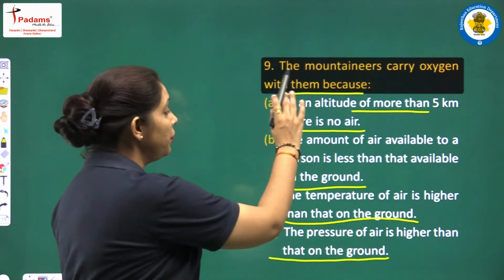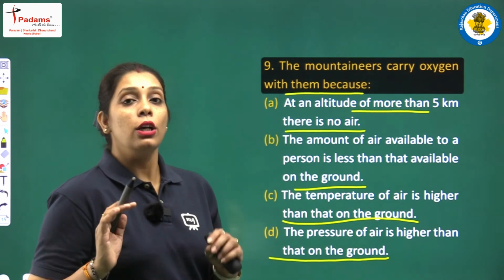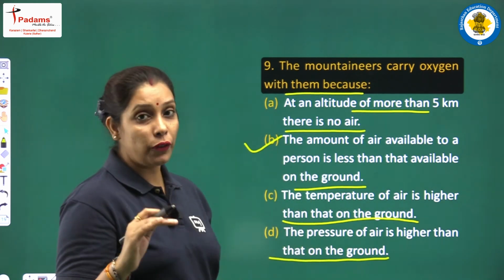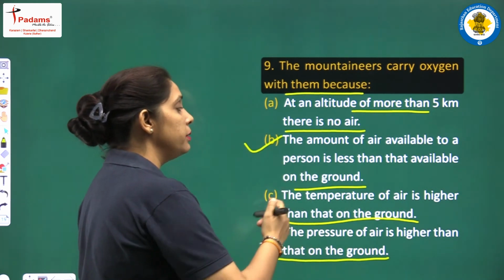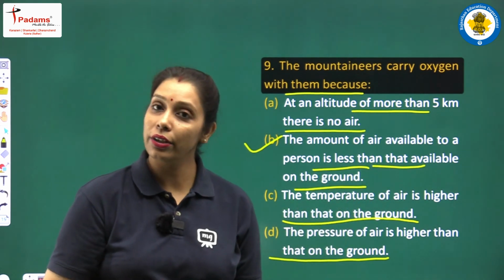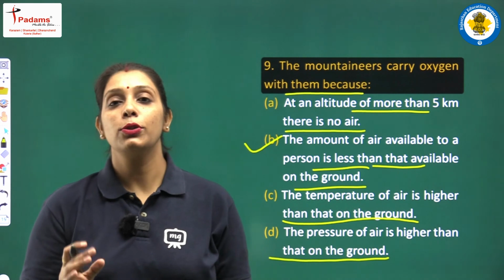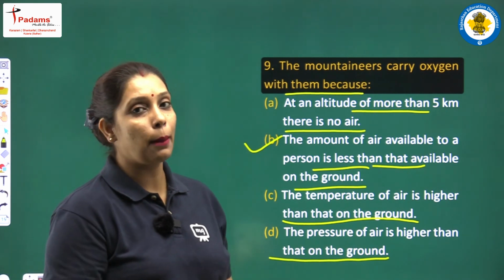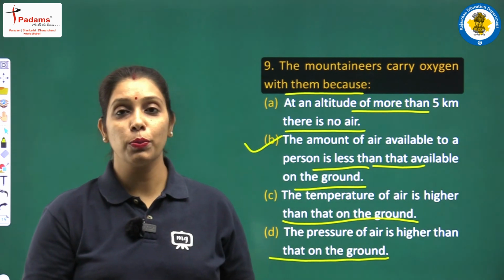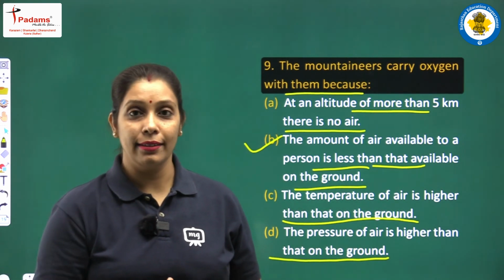So after reading all the four options, option number B is the correct one. The amount of air available to a person is less than that available on the ground. Is that clear? Students, in this way the question answers complete here. Write all the question answers in your science notebook or register and learn them.